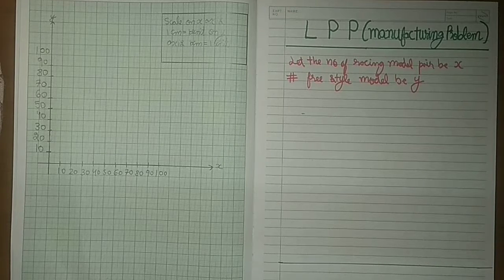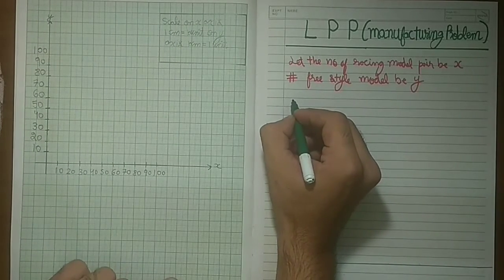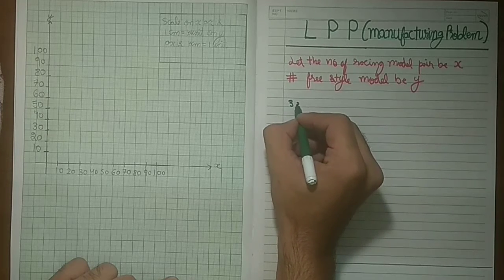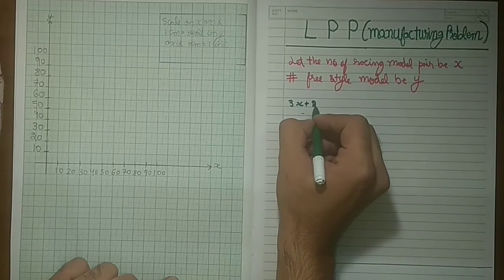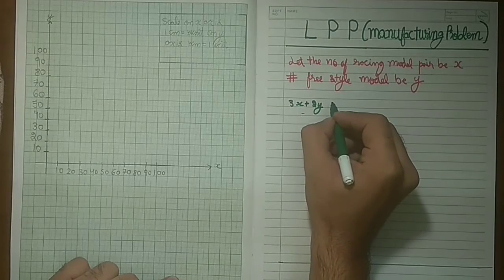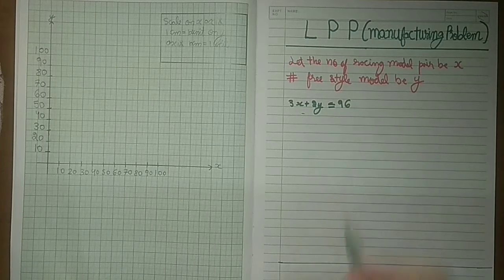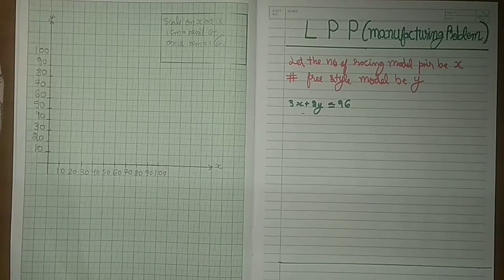It is given in the question that racing skis require 3 hours of labor and freestyle requires 2 hours of labor. So we come to the equation 3x plus 2y is less than or equal to 96. Here we use the less than or equal to sign because it is given in the question that the maximum number of hours of labor available for ski production is 96.